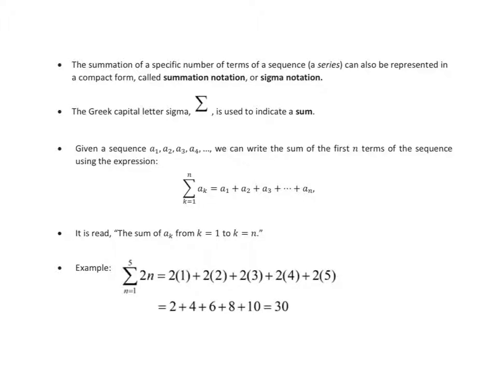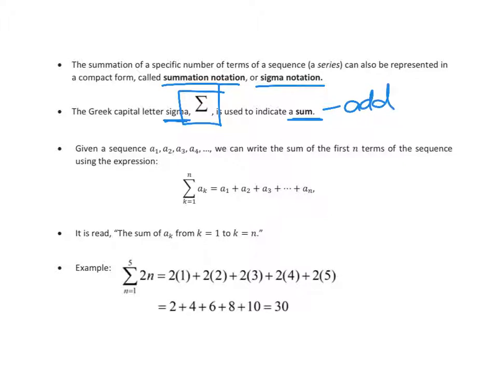So one of the main things that we talk about when we talk about series is something called summation notation or sigma notation. So that's what you can copy right down, summation notation or sigma notation. We use the Greek letter sigma, so you should know this by name, and it is used to indicate a sum. Okay, so this means sum, which of course means add.